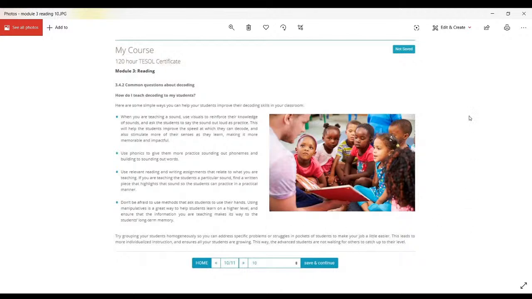Ito pumapasok kapag meron kang group class, or nasa classroom ka talaga. Pero since most of the time one-on-one naman yung student mo, one-on-one naman kayo ng student mo, so ma-identify mo siya agad-agad. Save and continue.